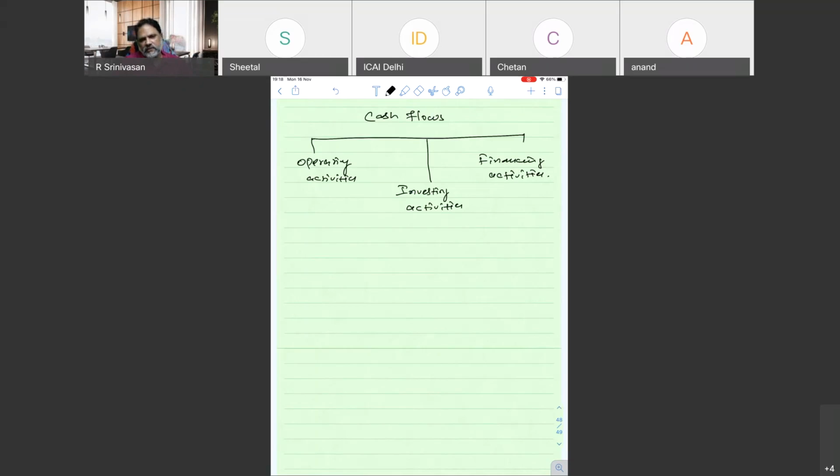And the financing activities are the activities which are non-current liabilities and cash flow generated from non-current liabilities and the equity. Non-current liabilities and equities. Through that, whatever the cash flow generated, we call it financing activities. How many of you don't know anything about the cash flows? Any one of you?